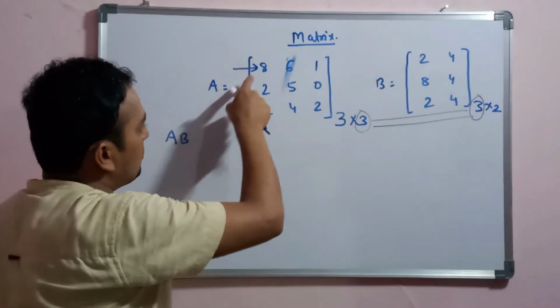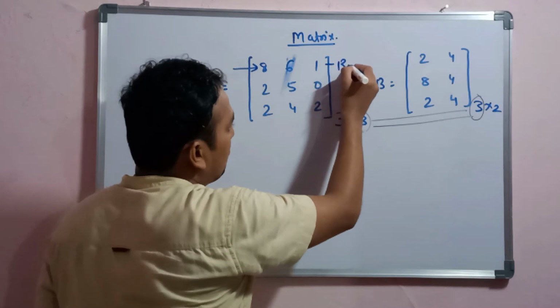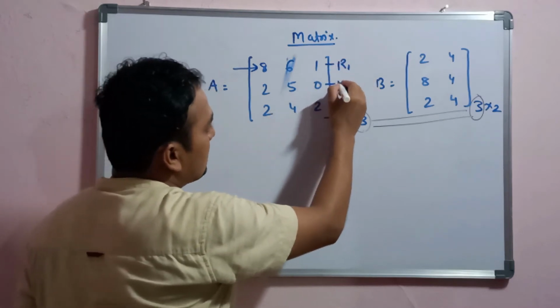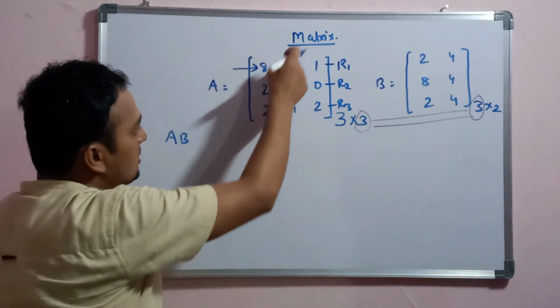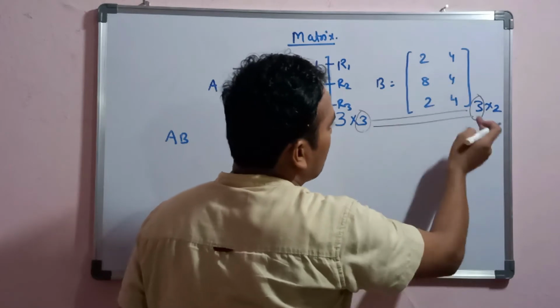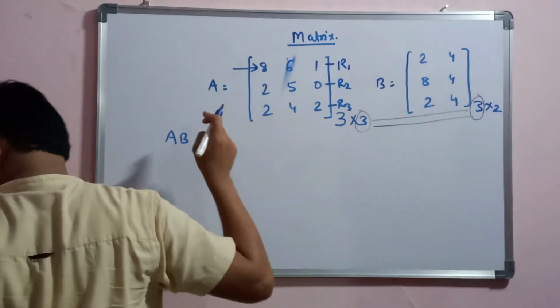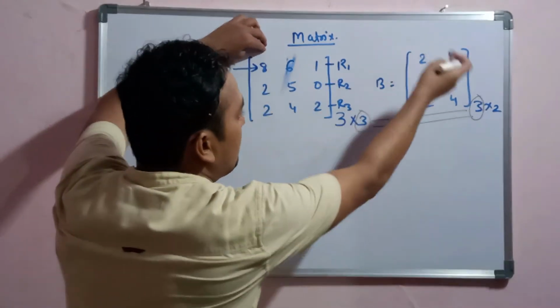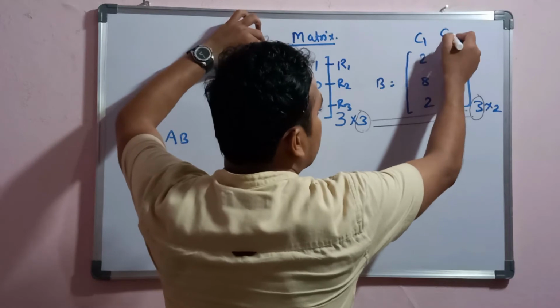So we will take the first row. This one is called the first row. Row is denoted by R: row 1, first row, second row, and third row. Like the columns C1, C2, C3. So we will take that first row and multiply it with the first column and second column, C1 and C2.